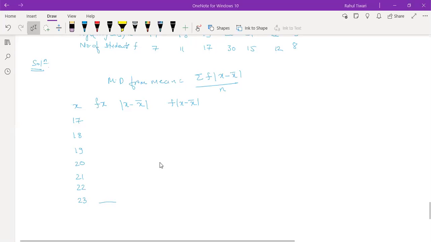So you can just calculate these columns. These columns are very simple. You can use the calculator and get the answer. So just tell me the mean of that value so that I can go on doing this calculation. Is the mean coming 20.3, 20.03? Please check it and let me know.